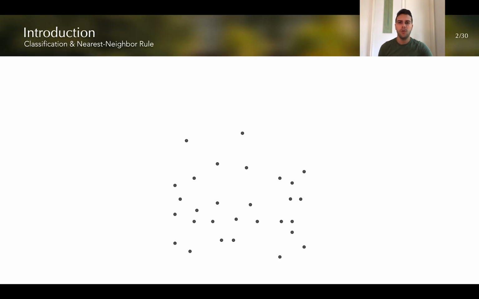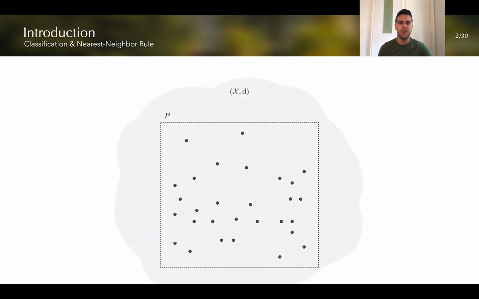So first, let me give you a quick introduction to the problem of classification and to the nearest neighbor rule. We're given an initial training set T, which consists of n points in a given metric space. In this metric space, we can define the distance between any 2 points. And we have some extra information about the points, which is that each of these points belongs to one of a set of discrete classes that you can see as colors.